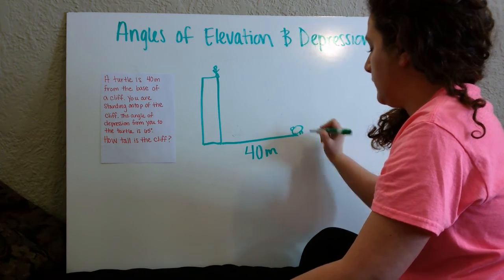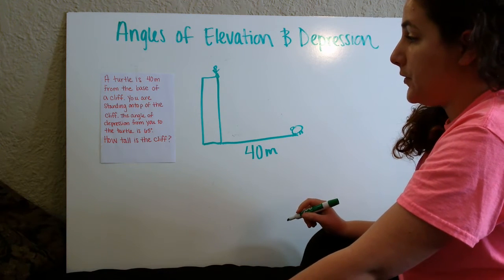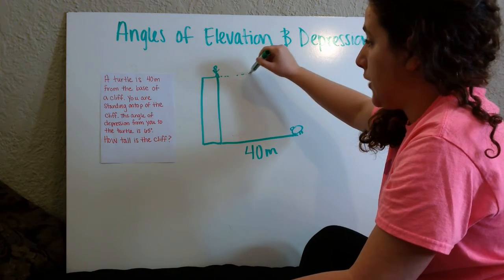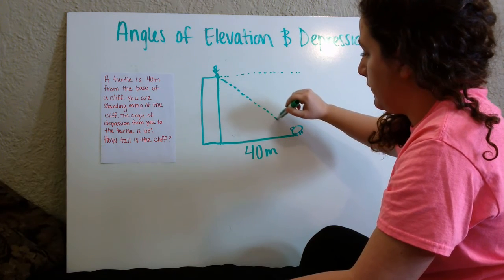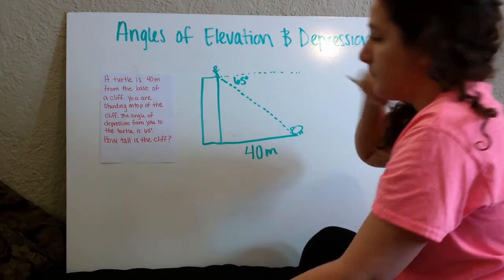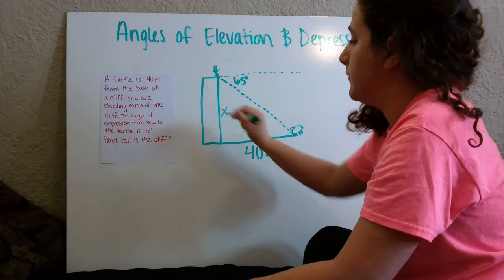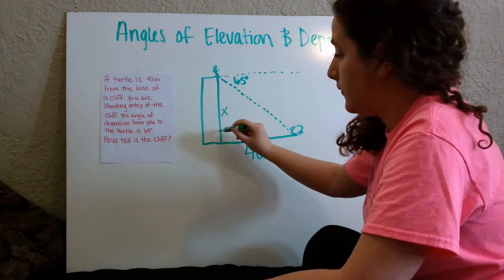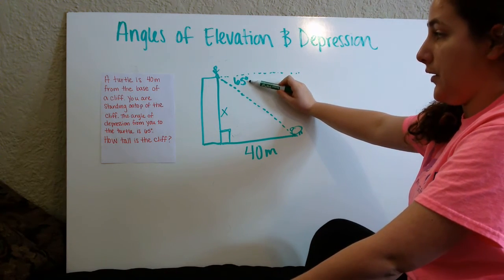The angle of depression from you to the turtle is 65 degrees. So remember, to do depression, you're going to go straight out and then down. So that's an angle of depression. It wants us to find how tall the cliff is. So notice right here we have a right triangle. But look at our angle up here. Our angle is outside of the triangle.